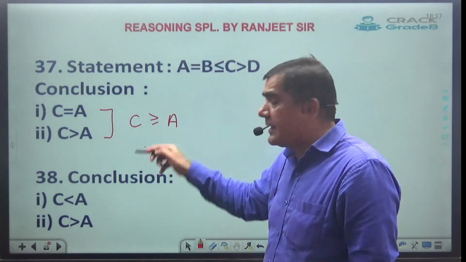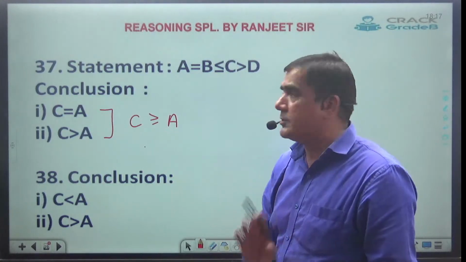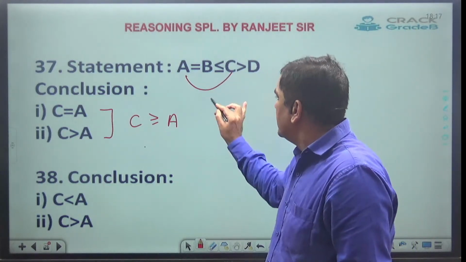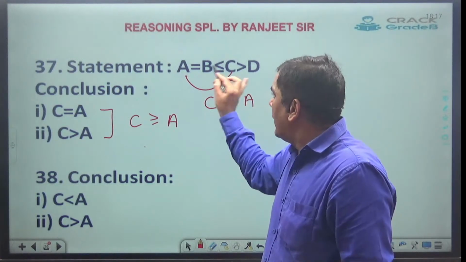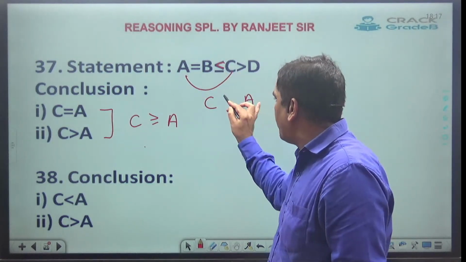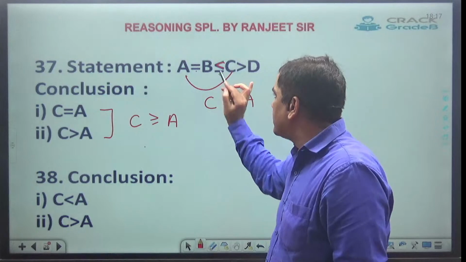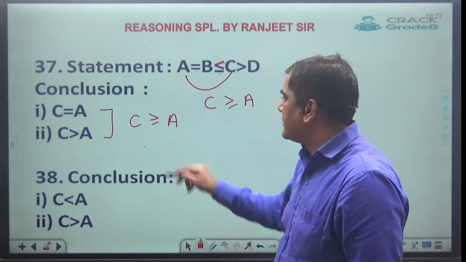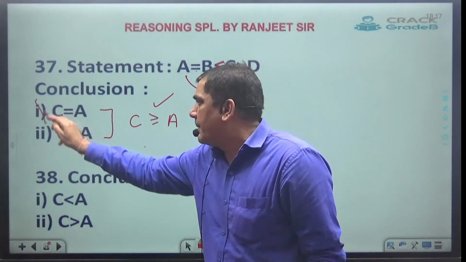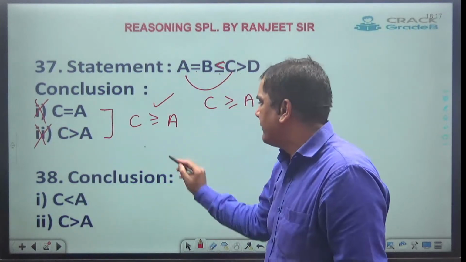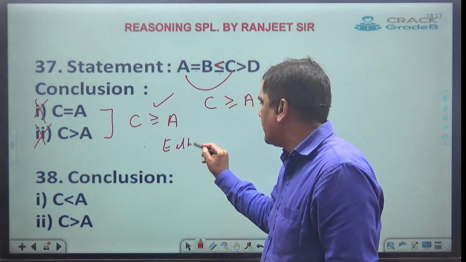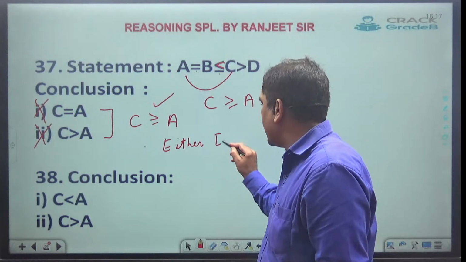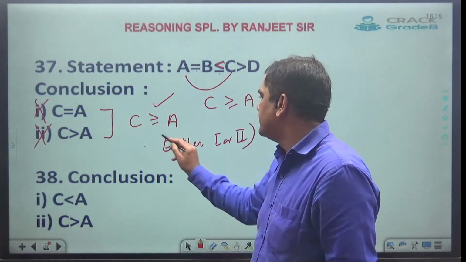If this is not correct, either or cannot be my answer. Simple logic. Now let's start with C and A. Out of C and A, only one face is towards C. The face should be towards C, and both have got equal to, the equal to must be there. Means this is correct, means what? This cannot be possible. The answer will be either 1 or 2. Clear?